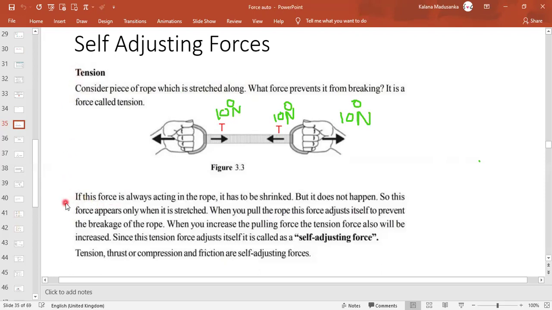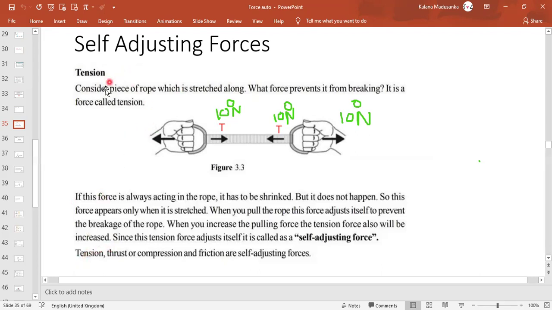The first one is tension actually. If the force is always acting in the rope, it would have to shrink, right? But it doesn't happen. So this force appears only when it is stretched. When you pull the rope, this force adjusts itself to prevent the breakage of the rope. When you increase the pulling force, the tension force also increases. So since this tension force adjusts itself, it is called a self-adjusting force.